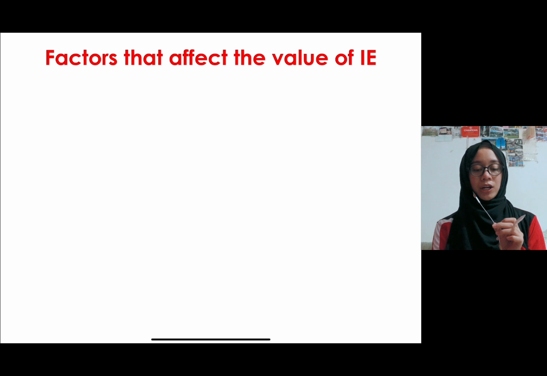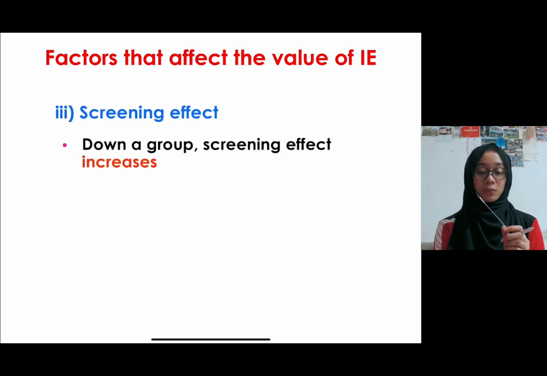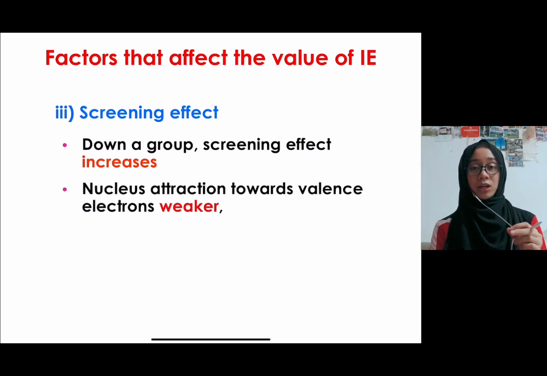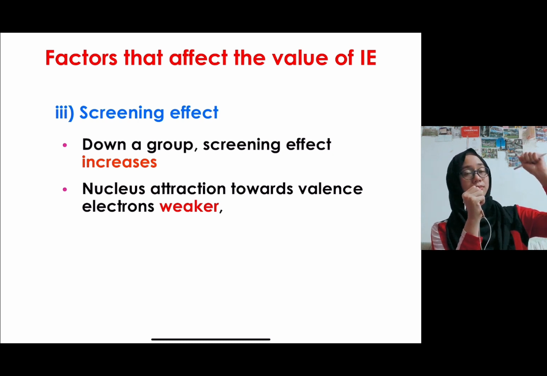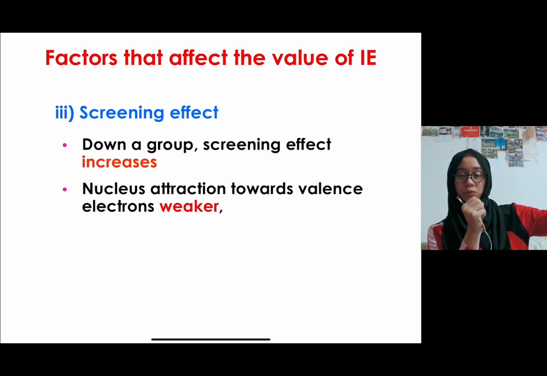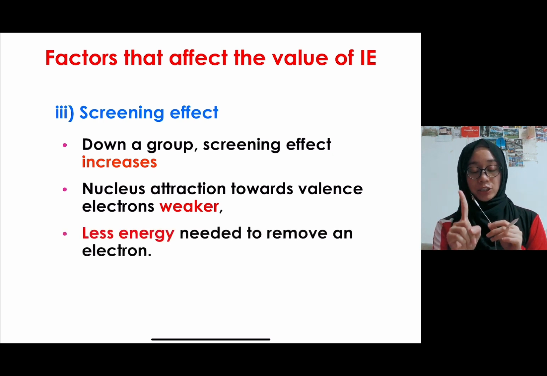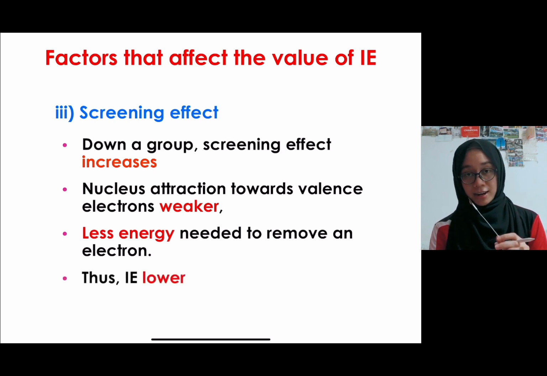So, kalau kita tengok in terms of screening effect pula. So, screening effect, going down the group, the screening effect increases sebab makin banyak shell kan. Okay, therefore, the attraction between nucleus dengan valence electron becomes weaker. So bila dah becomes weaker, senang ataupun tidak kita nak remove electron tu nanti? Senang. Therefore, less energy is needed to remove one electron. So that is why untuk IE dia akan jadi rendah. Okay.